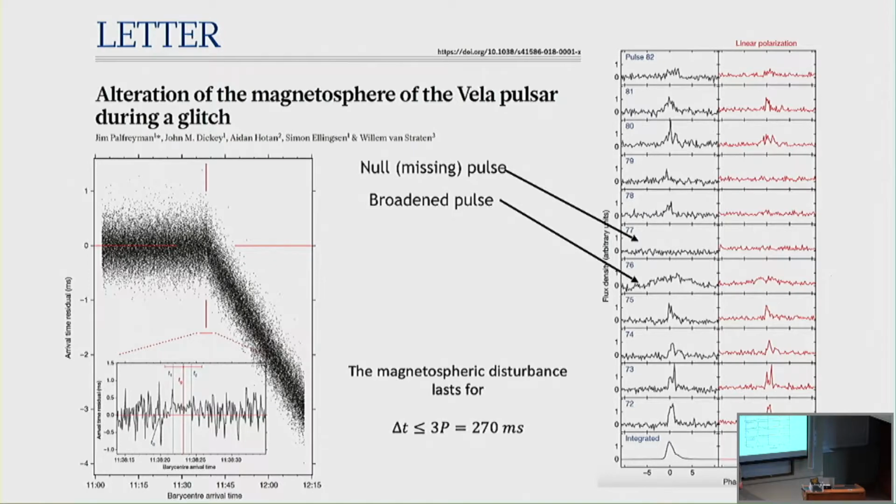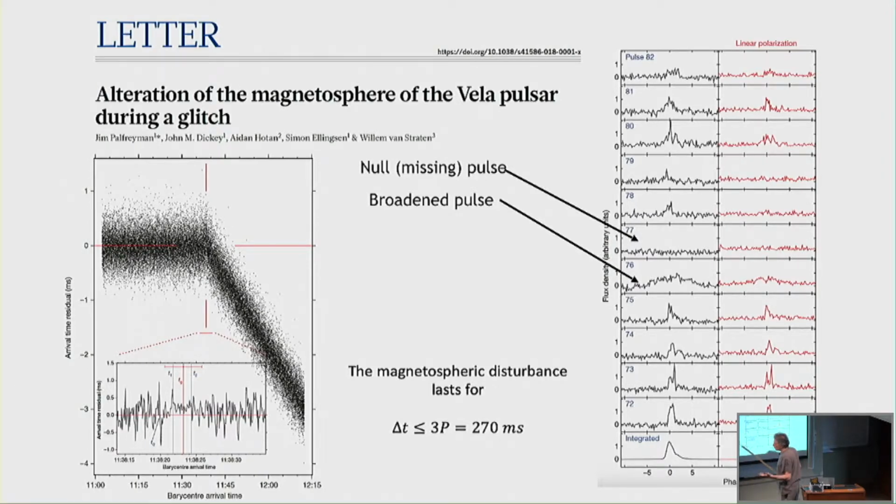They saw that the rate of rotation changed. These are timing residuals. You can see the change in gradient of the timing residuals. You could fit a straight line right here and here, and find the point of intersection with some error. The error is about 20 seconds or so.